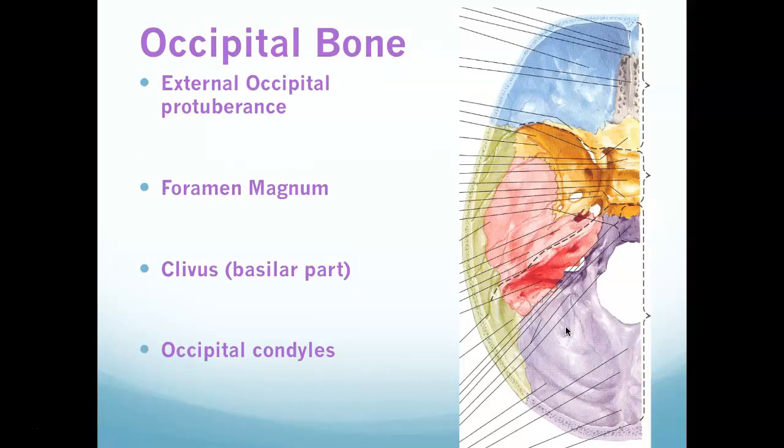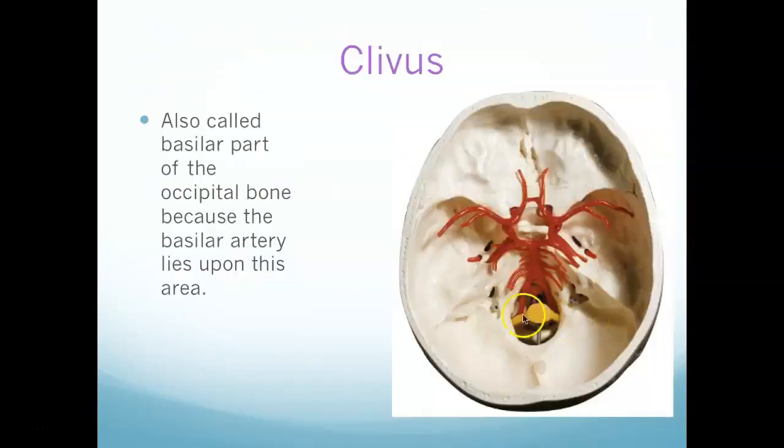Next we have our clivus, or the basilar part, and now we have the superior view into the skull once again, and it is this portion. It kind of looks like a slide, like you would slide down into the foramen magnum, and we also call this the basilar part because when we discuss the circle of Willis, which is the blood supply to the brain in the skull, the basilar artery sits right on top of this area. So I'm giving you a view of this. Right over here, this is our basilar artery, sitting on top of the clivus, and you could kind of see that you would slide on down into this area, and there's our foramen magnum.